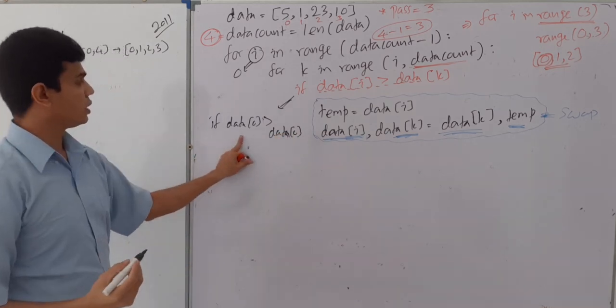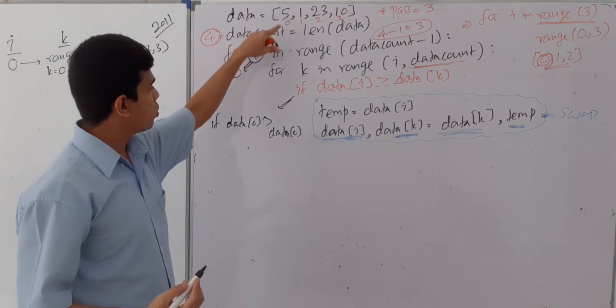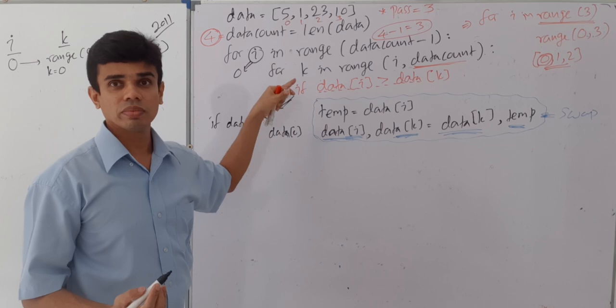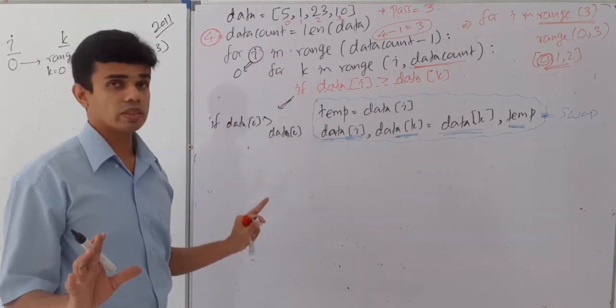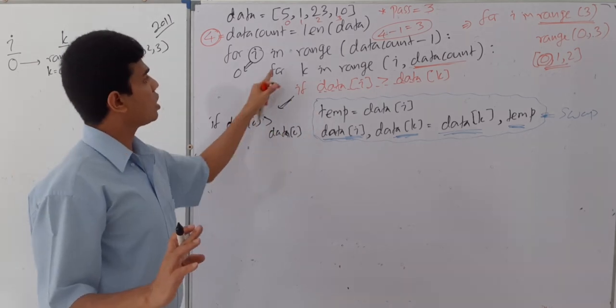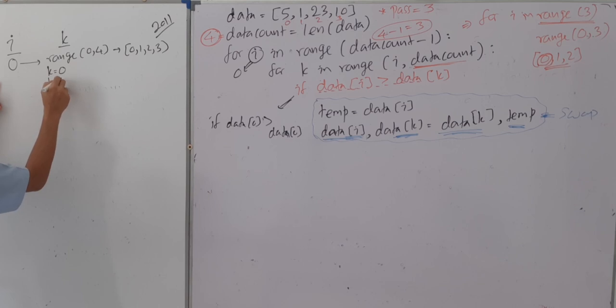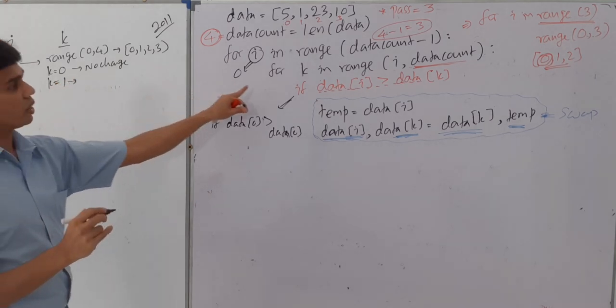Then what is compared here? We compare whether data 0 is more than data 0. That means we compare the same item. So it's not greater than. We don't need to do any swapping, just leave it. Then we go to the second round of this. So i will remain the same, now k is going to be 1. So here no change.